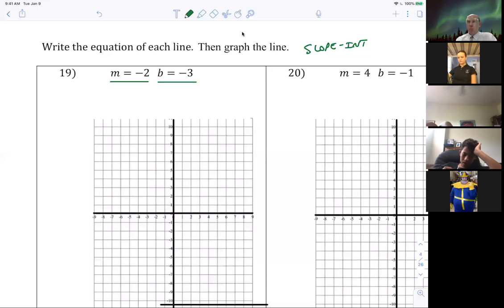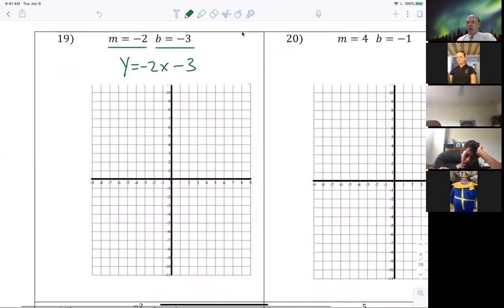So from here, someone tell me what the equation is. What's the equation of the line? Plus what? Thank you. Y equals negative 2x minus 3. Yes, it's that easy.